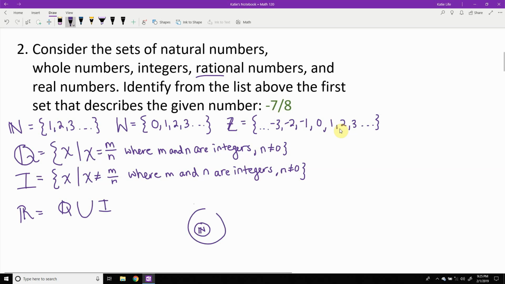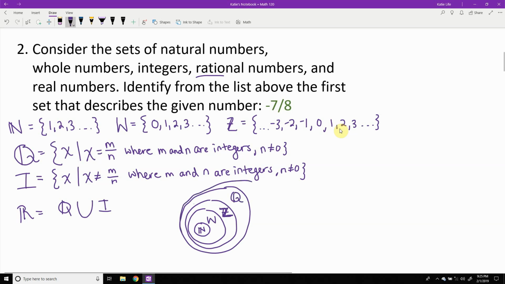Adding one element to that set gave us the set of whole numbers. Adding, I'm sorry, not one element, but adding all of the negative natural numbers to this set gave us the set of integers. And then making fractions of those integers, positive and negative, gave us the set of rational numbers.